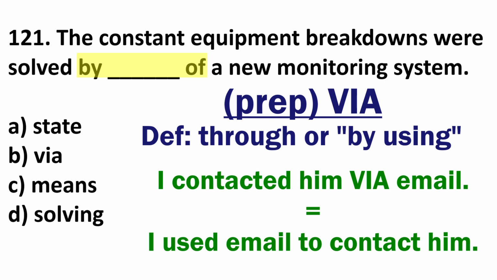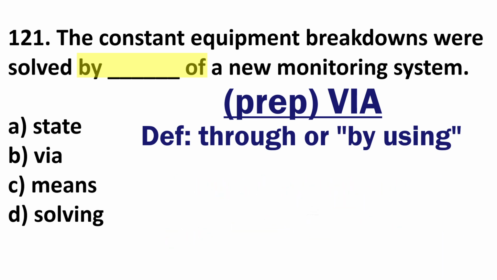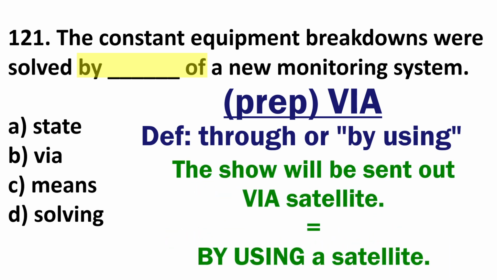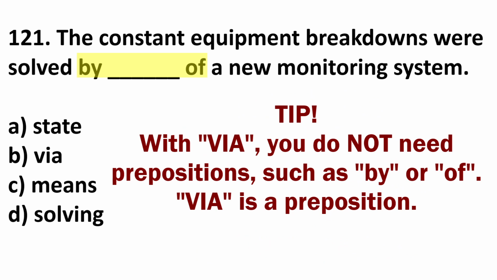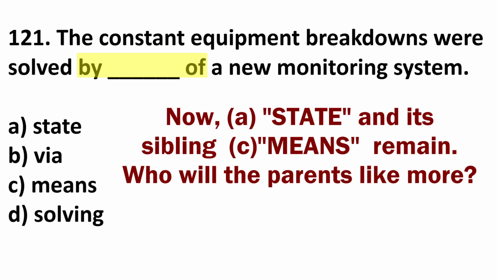The next way we can use via is by using this. An example, I contacted him via email. The show will be sent out via satellite. Notice with via, we do not say by via or by via of. So remove via as one of the answers. So now we have A and C.